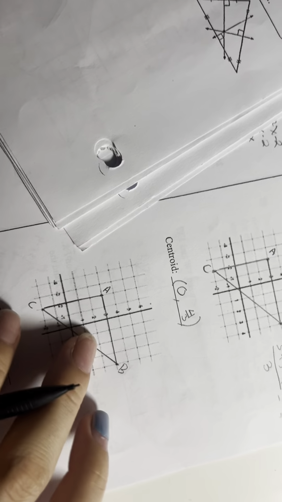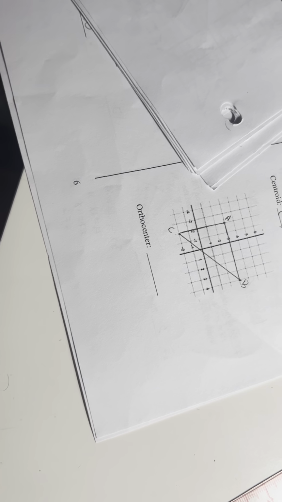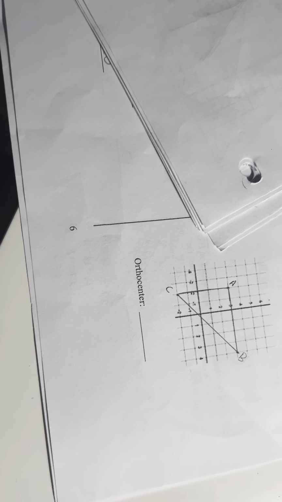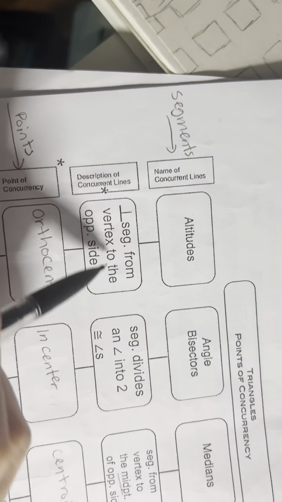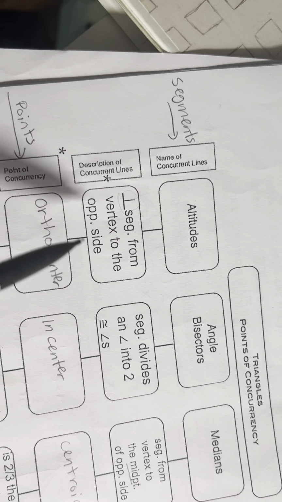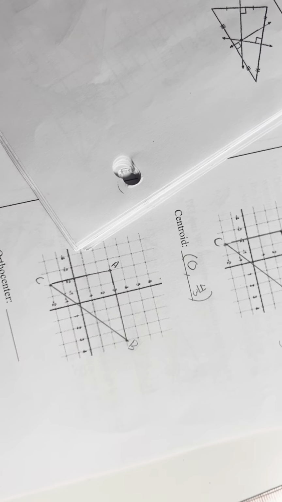Okay, now look at the orthocenter. So for orthocenter, look at this diagram. So orthocenter, look at its explanation. So you see how it gives you the perpendicular sign, and that's all it says, right? The perpendicular segment from the vertex to the opposite side. So perpendicular, that gives you the hint. So perpendicular to the segment of it.